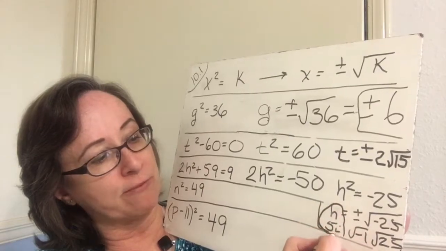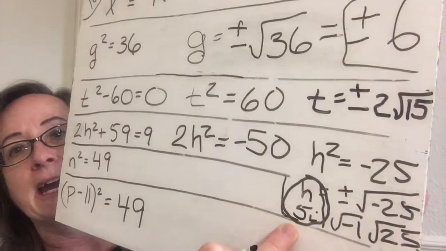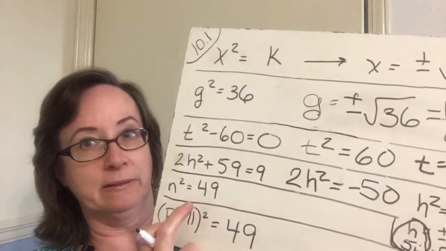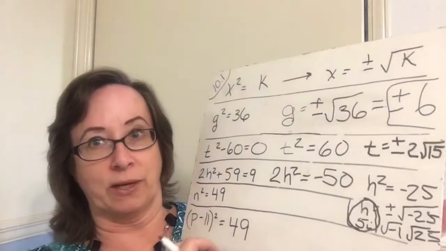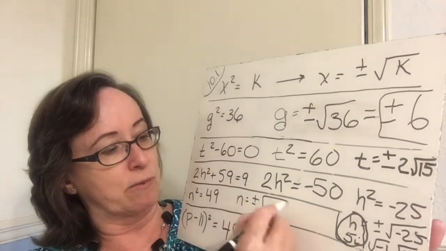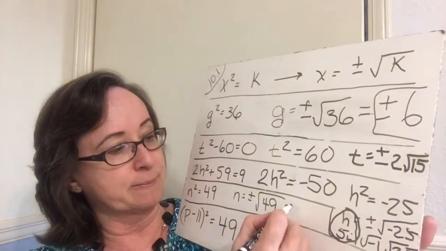H is 5I. So there's my answer right there. H is 5I, because I ran out of room. This one's pretty simple, because n squared is 49 means that n is plus or minus the square root of 49, which is plus or minus 7.